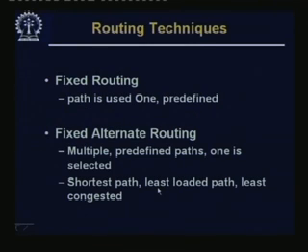So, for routing there are different techniques. Fixed routing means the path used is predefined; for all pairs we decide on some fixed paths. Fixed alternate routing means multiple predefined paths, and one of them is selected. The criteria could be shortest path, least loaded path, least congested path and so on.